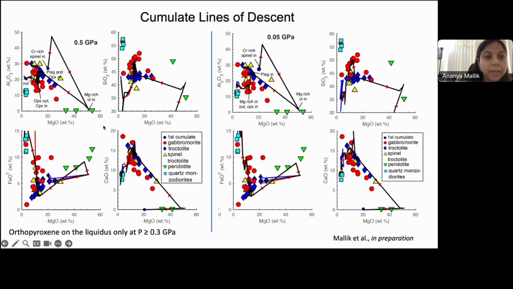lines of descent. Overall, what we see is that amongst the 0.5 and the 0.05 GPa, the cumulate lines of descent broadly match the scatter in the Mg suite lithologies that we have. One thing to note here is that orthopyroxene comes on the liquidus only at pressures greater than or equal to 0.3 GPa. So any orthopyroxene-bearing lithology likely would have formed at pressures of at least 0.3 GPa or higher.